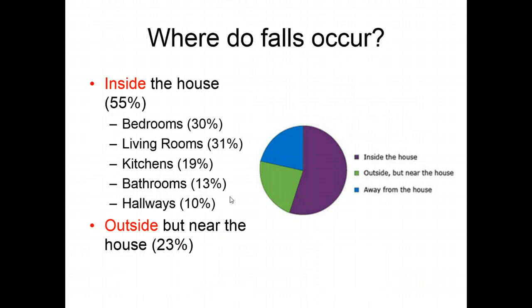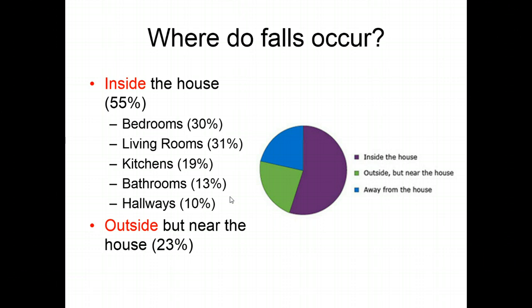Where do falls occur? Most people think that falls happen mostly outside of the house. The truth is, most of the falls happen inside of your house. So if you're going to try to prevent having a fall, you want to try to prevent it inside of your house, and the main reason is because most of our time is spent inside of the house. So you need to look in your bedrooms, living rooms, kitchens, bathrooms, hallways, and look at different things that you can do to help prevent that from happening. Outside or near the house is where 23% of them happen. So most of the falls happen right around your house, or inside of your house. Why? Because that's where you're at most of the time.